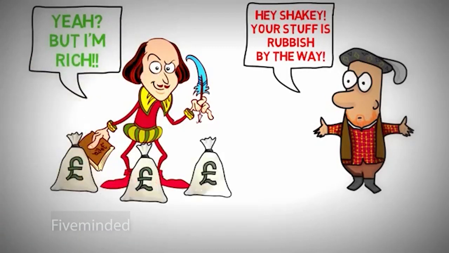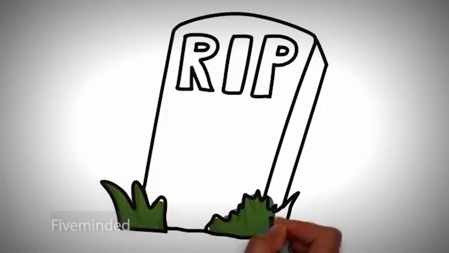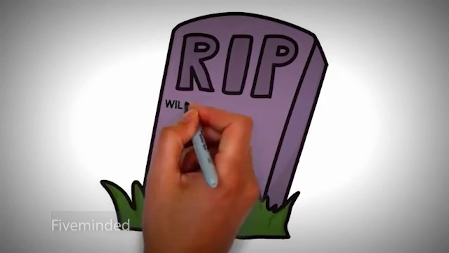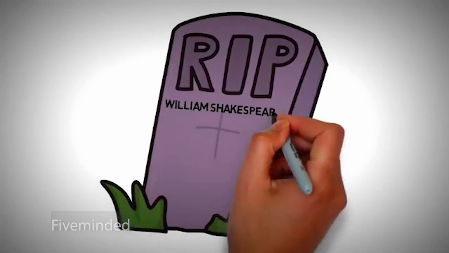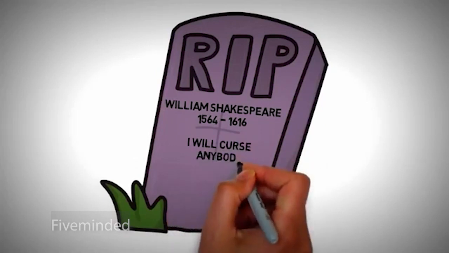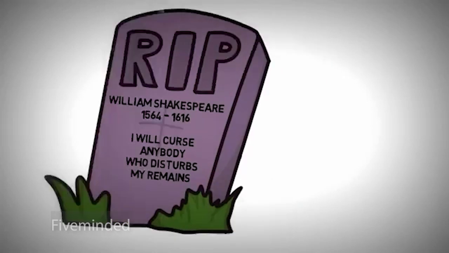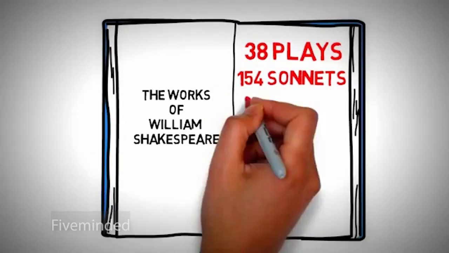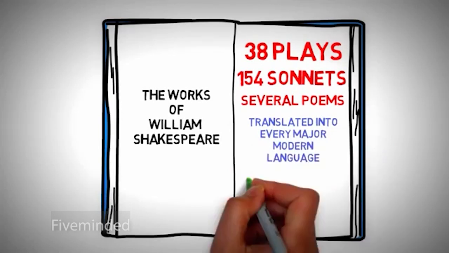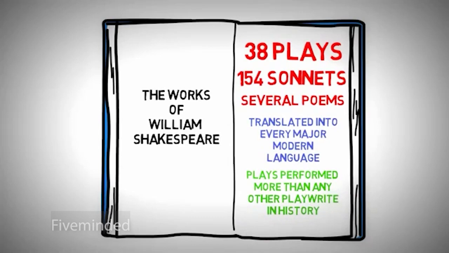His plays began to be published in 1594, and by 1598 his name appeared on the title pages of the works. He continued writing until at least 1613, and died in 1616, survived by his wife and daughters. He is buried in the Holy Trinity Church in Stratford-upon-Avon, and his epitaph warns of a curse upon anyone who disturbs his remains. His works consist of some 38 plays, 154 sonnets, and several other poems. His plays have been translated into every major modern language, and have been performed more than any other playwright in history.